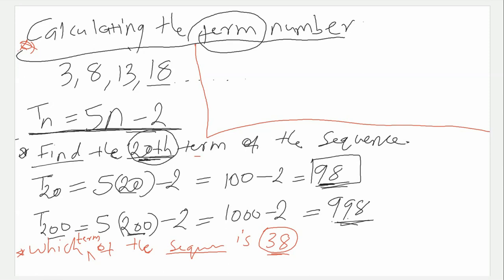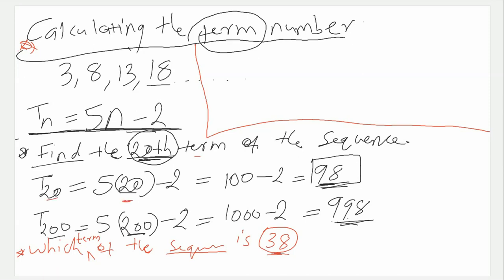So instead of writing down all the terms of the sequence until we find 38, we're just going to use this formula over here. Now I'm going to show you how to use this formula to answer this question. Here on this one we just substituted the value of n and calculated the term. But in this case, you're not calculating the term, you are calculating where in the sequence you're going to find this value.